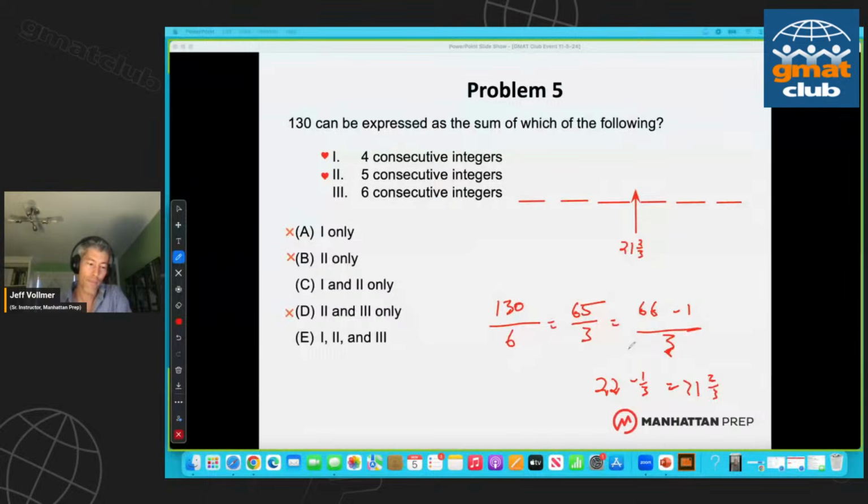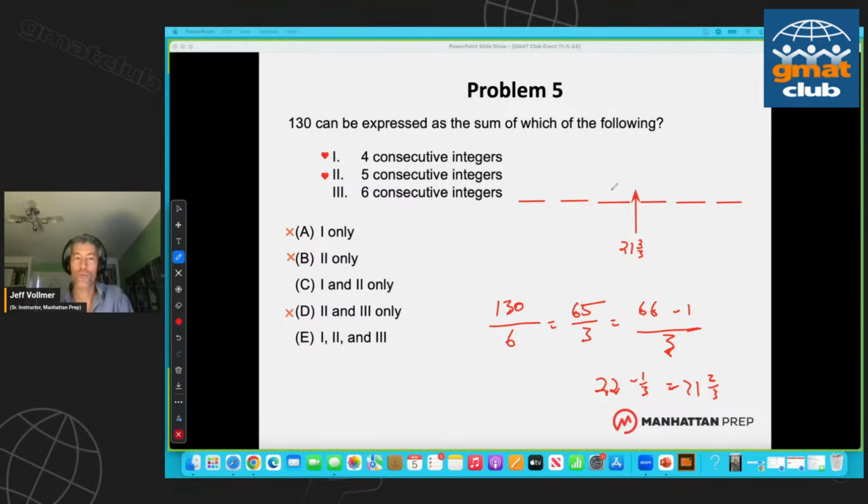Yeah, exactly. So 21 2/3 doesn't work here because 21 2/3 is not the midpoint between 2 consecutive integers, right? It is closer to 22 than 21. So it's actually not directly halfway between 2 consecutive integers. The only way this would work would be if each of these terms could be 1 away from each other, but none of them would be integers.